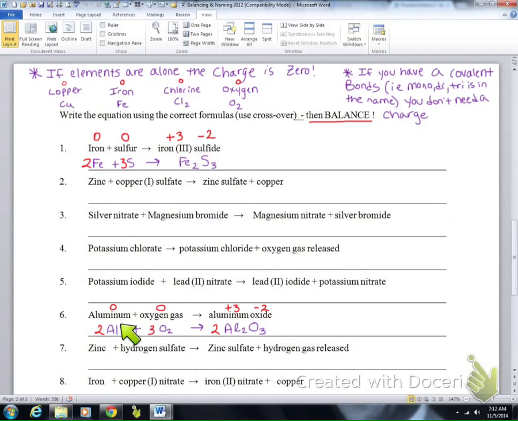So I've got 2 aluminums here. But now that I've added that coefficient, that 2 aluminum is multiplied by that, so I now have 4 aluminums. So I need to go back and change the coefficient in front of that aluminum to equal 4. So you might have to go back and change coefficients every once in a while. So now 4 aluminums, 6 oxygens, 6 oxygens. That looks balanced and everything's good to go.